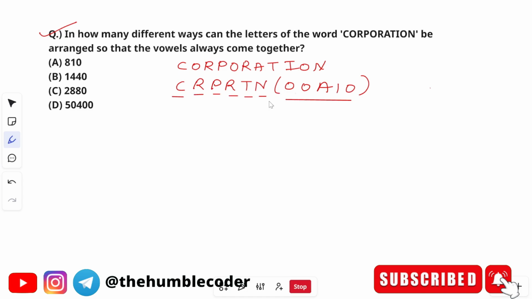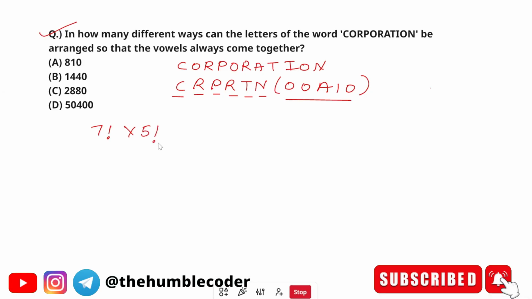Okay, because all the vowels should come together. So I will do 7 factorial, but I also have to take care of many small things. Okay, first of all 7 factorial and then the arrangements of these internally. So 1, 2, 3, 4, 5. So I will write 5 factorial. And if you think that just by doing this you will get the answer, then your answer will be wrong.